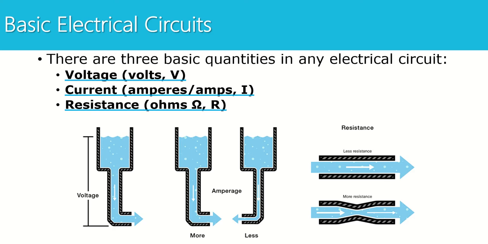So just to recap, we have voltage measured in volts, represented with a V. Current measured in amperes or amps, represented with a capital I. Resistance measured in ohms, using the Greek letter omega, represented with capital R. And then again, we have our water pipe analogy showing the ideas between current, voltage, and resistance as related to a water pipe. Voltage is the force that causes electrons to flow. The flow of electrons is current, and resistance is the opposition to that flow.